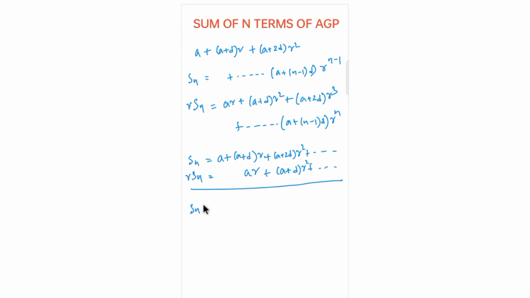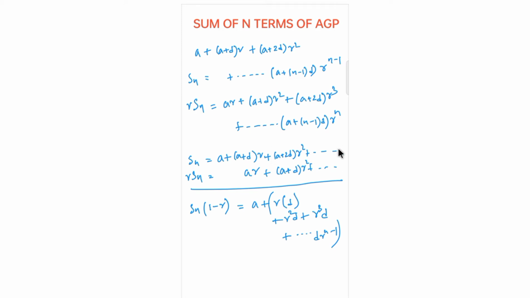When you subtract, you get Sn into (1 minus r) equals a plus r into d, plus r square into d, plus r cube into d, plus so on. Finally you will be getting d r power n minus 1. This will be one series, and you can keep it on one side, plus the last term that you will be left with.